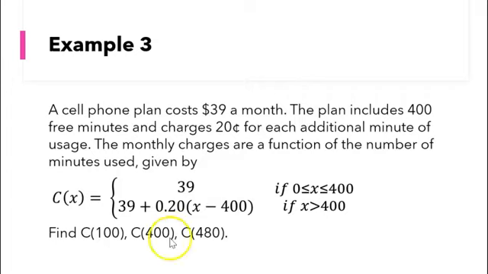For C of 400, what you would do is go to this top inequality. That's where the 400 fits because x could equal 400 there, and you would answer 39. For C of 480, it would be in the bottom inequality, so you do 39 plus 0.2 times 480 minus 400. 480 minus 400 is 80. 80 times 0.2 is 16, and 39 plus 16 is 55. So for 480, you would answer 55.